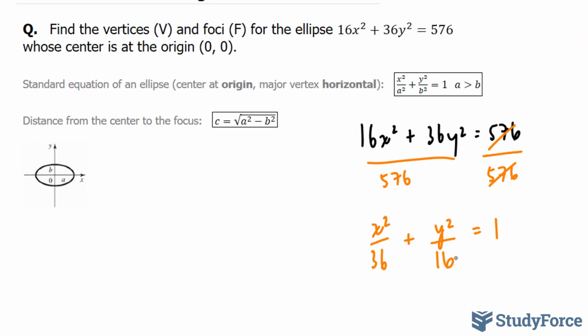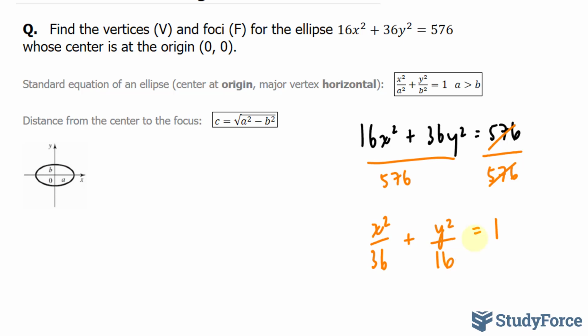At this stage, you should also notice that the larger of these two denominators, 36, which will later represent our a term, is underneath the x variable. This tells us that the major axis for this ellipse is horizontal, not vertical. The opposite is true if the larger number is underneath the y term.